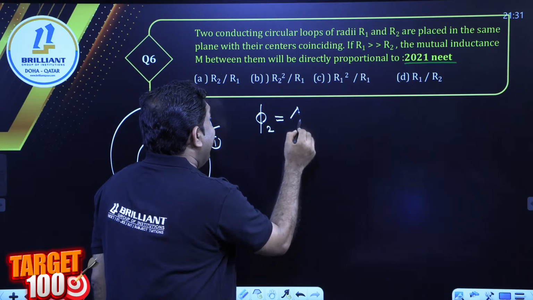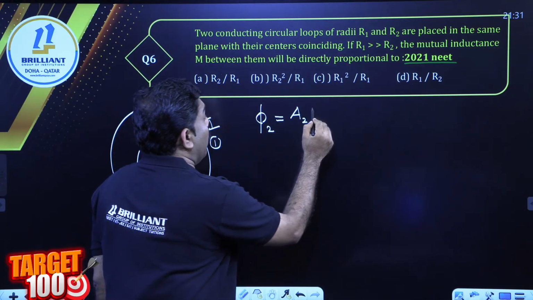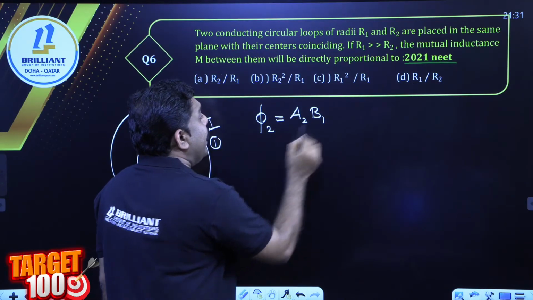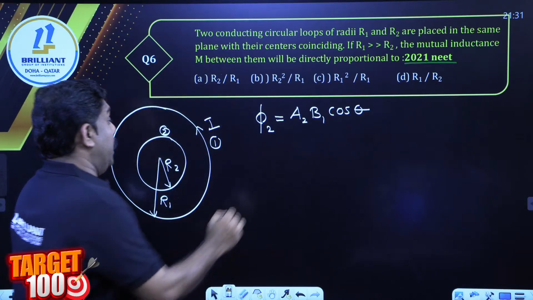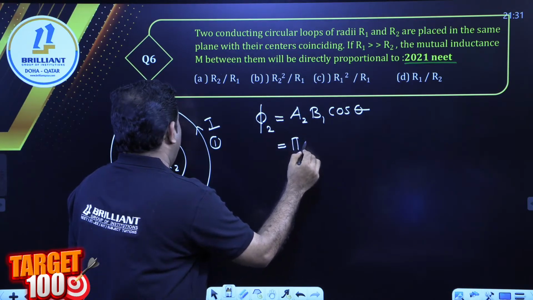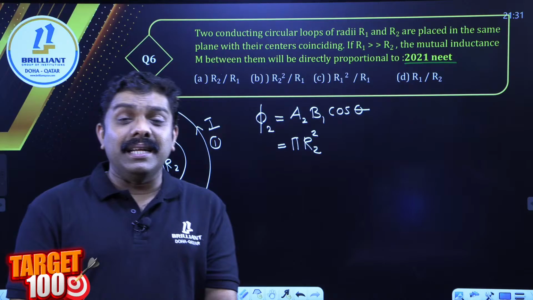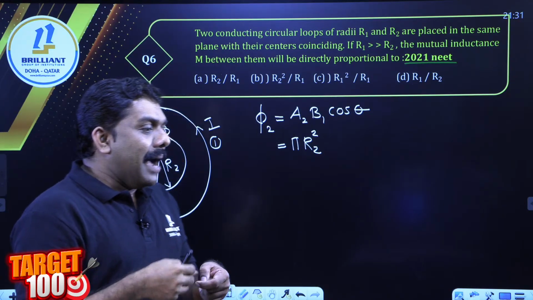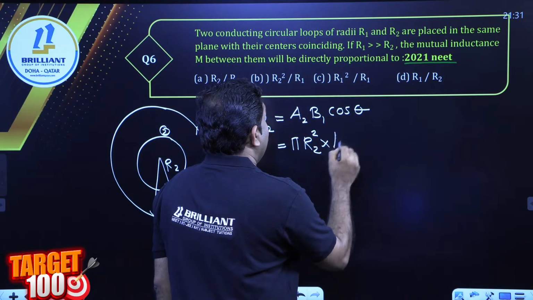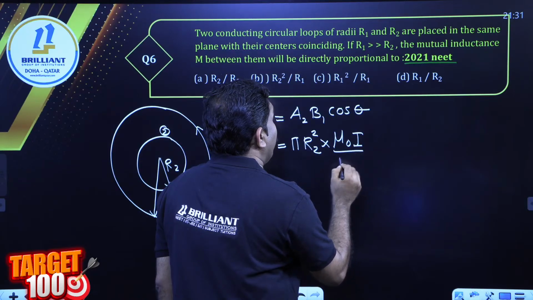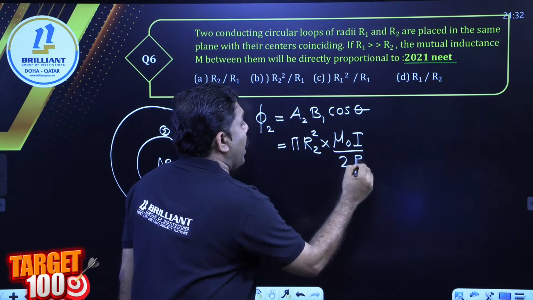Now the area of the inner loop is A2, and it is in the field of the outer one, that is B1, and then we have cos theta. What is A2? It's a circle, so pi R2 square. B1 is the magnetic field due to a circle. At the center it is mu naught I divided by 2, and it is due to loop 1, so its radius is R1.